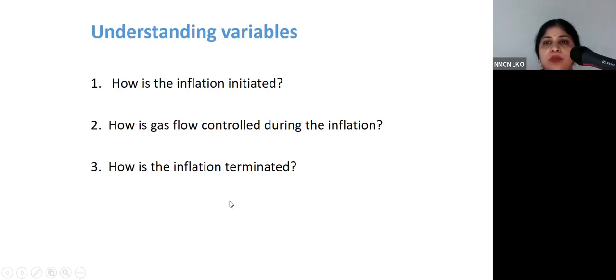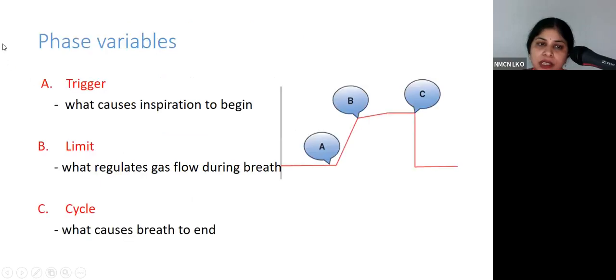In understanding the mode, it is the inspiratory part which is the most important and which is often controlled by the ventilator. Often the exhalation becomes passive. So how the inspiration would be terminated, that would be the cycling. The ventilator has to cycle to another breath. So these three things are trigger, limit and cycle, which we call the phase variables. Trigger determines when inspiration begins. That is at point A, where the breath is being initiated. The ventilator has to know when to start a breath, so we will see how it does that.